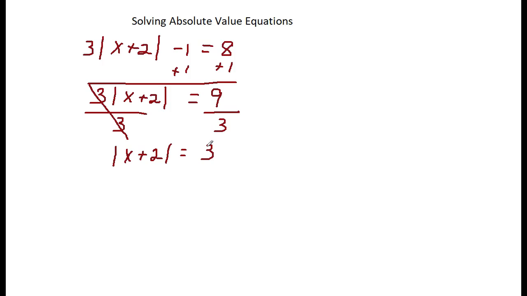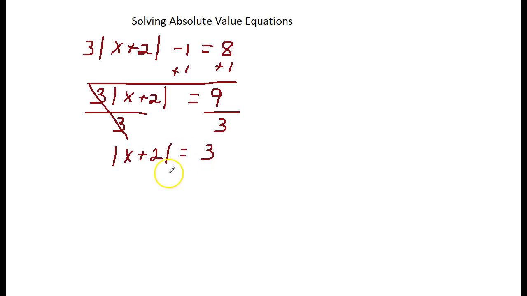Now, the next thing I have to do to get rid of absolute value, I have to break this apart. Alright? Now, if I take the absolute value of a number, let's say absolute value of x equals a number like 4. If the absolute value of x is 4, that means x could be either positive 4 or negative 4. So that means there's a positive side and a negative side.